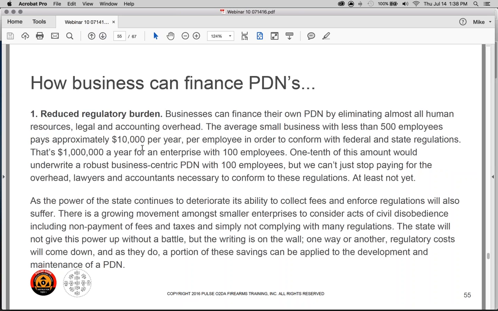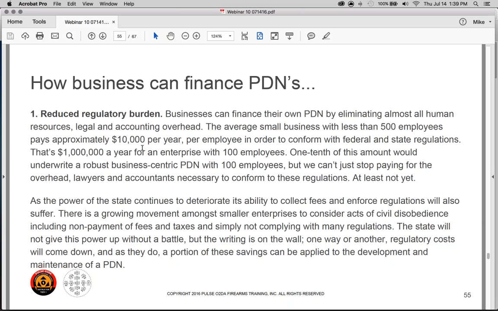First off, reduced regulatory burden. You need to stick with me on this because this is going to be somewhat counterintuitive, or controversial to start off with, but stick with me as we work through this. Businesses can finance their own PDN by eliminating all human resources, legal, and accounting overhead. Yeah, I said that. Elimination of all human resources, legal, and accounting overhead.